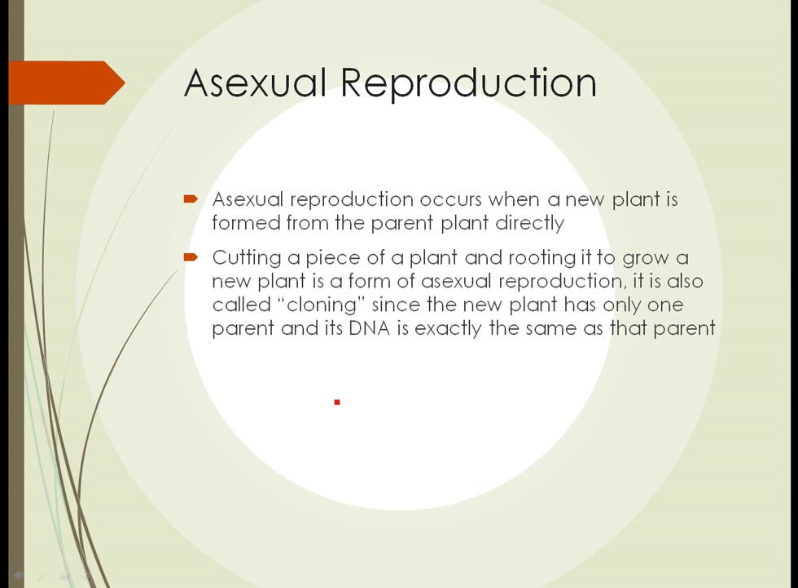So it occurs when a new plant forms from the parent plant directly without having grown from a seed. As I mentioned, when you cut a piece of plant and you root it, that's a form of asexual reproduction. It's also something called cloning, because the definition of a clone is a new organism that has the exact same DNA as its parent, singular parent. So taking a cutting from a plant is making a clone of that plant. Therefore, the new plant will have exactly the same properties as the original parent plant.